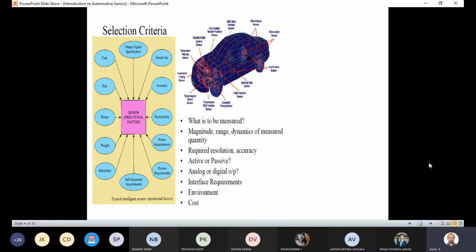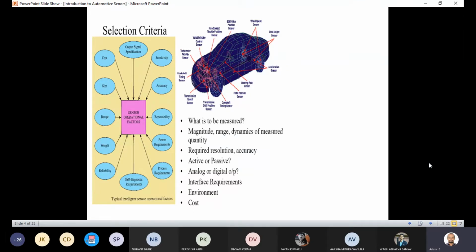can have a varying range. For example, if you want to measure a room temperature, the range will be different. If you want to measure a combustion chamber temperature, or exhaust gas temperature, then depending upon the requirement, the range and the dynamics of the measured quantity all have to be considered. And what is the accuracy. Similarly, whether it is an active type or a passive type, and whether the output is in an analog or a digital form. All these factors need to be considered.